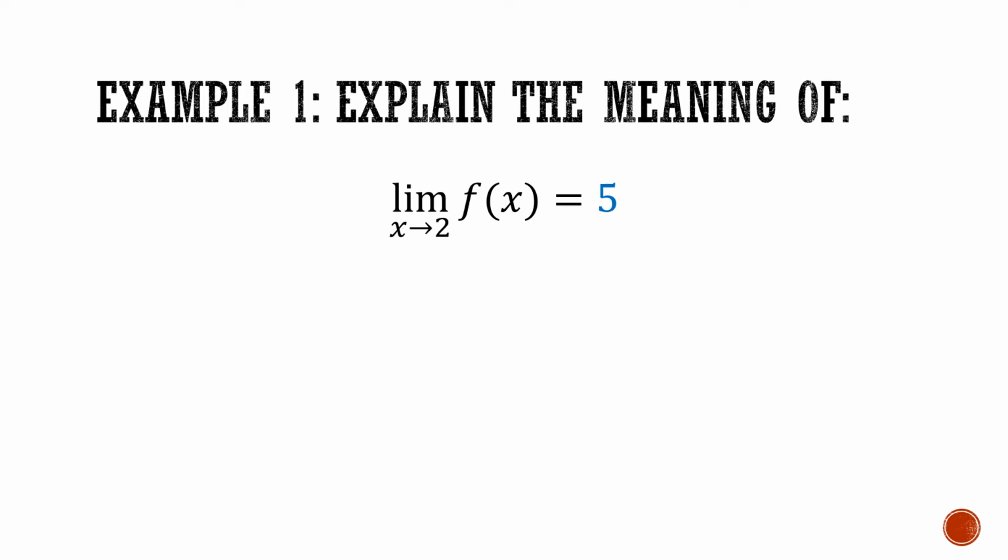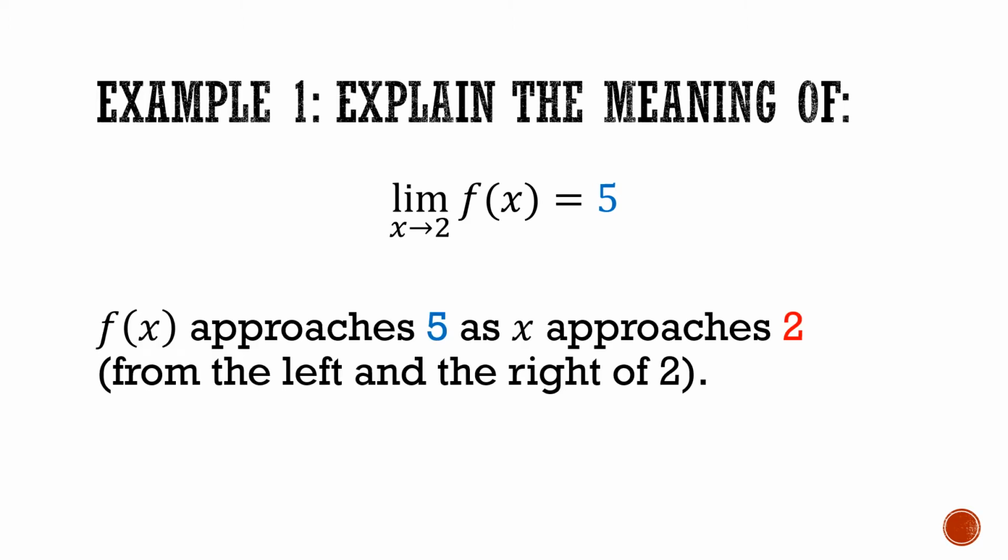All right, so let's try to break down the meaning of some of these. This first one, written in our calculus form, says the limit as x approaches 2 of f of x equals 5. If I was to say it formally, I'd basically say f of x is approaching some number 5 as x approaches 2 from the left and the right.